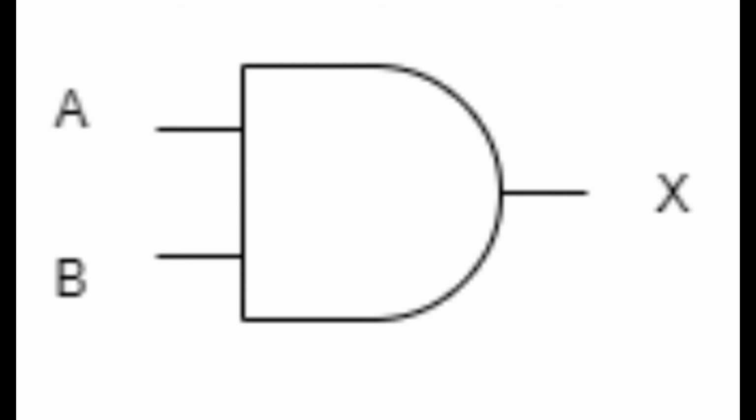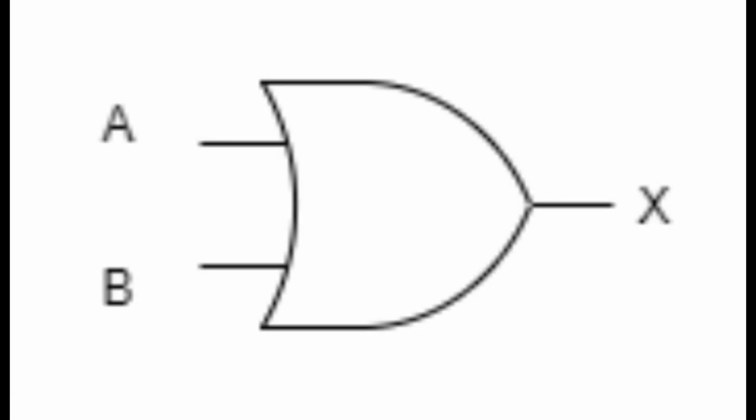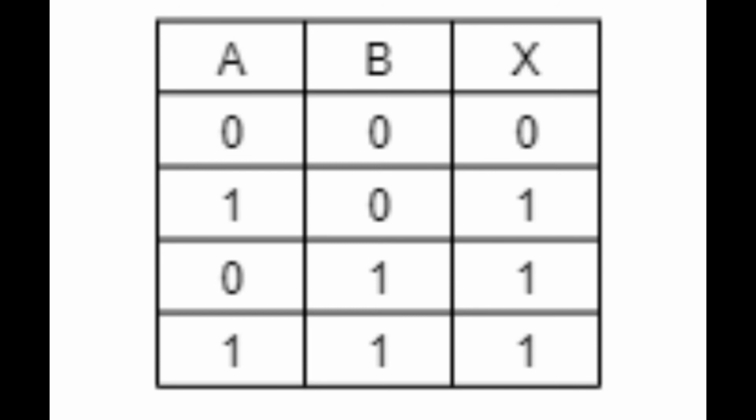AND gate, the first type, is the AND gate. This AND gate requires two or more inputs to produce one output. If all or one of the inputs are binary 0, then the output will be 0, while if all inputs are binary 1, then the output will be 1. OR gate, the second type, is the OR gate. Just like the previous gate, this gate also requires two inputs to produce one output. This OR gate will produce an output of 1 if all or one of the inputs are binary 1, while the output will be 0 if all the inputs are binary 0.